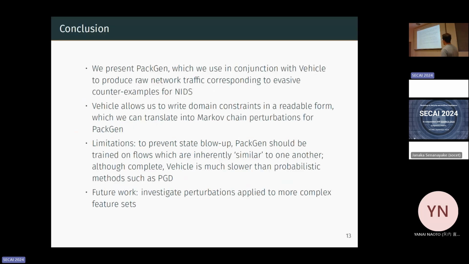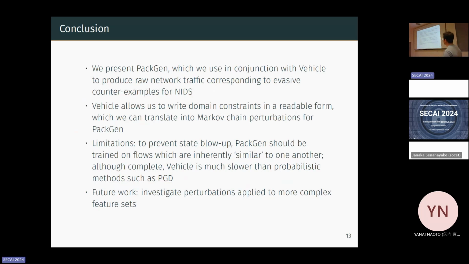To conclude, we've presented PackGen, which we use in conjunction with vehicle to produce raw network traffic corresponding to counterexamples. Vehicle allows us to write these domain constraints in a very readable form, and the Markov chain is also a very readable approximation of your training data.